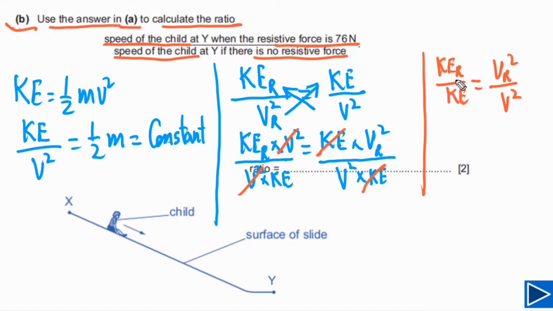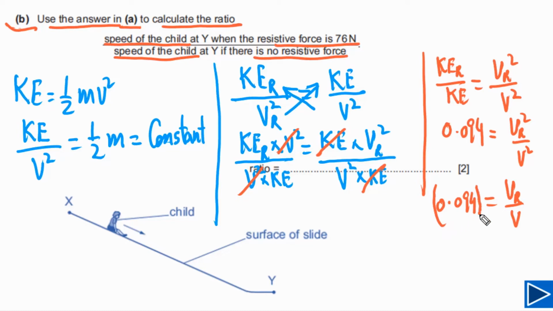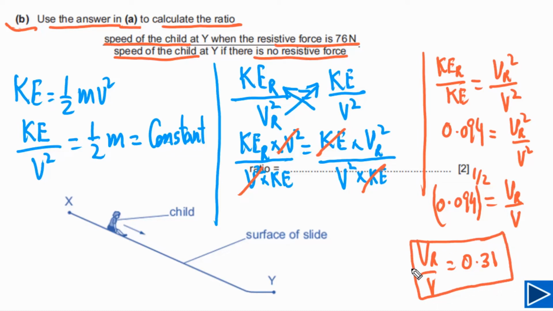But we have the ratio between KE R over KE already. That was equal to 0.094, and this is coming from part A. And this is equal to VR square by V square. We need to find the ratio between VR over V, so we can take the square root on both sides. Now if we simply solve this, we will get our final answer that will be equal to 0.31. So this is the answer. This is the ratio between speeds when there are resistive forces and when there are no resistive forces.